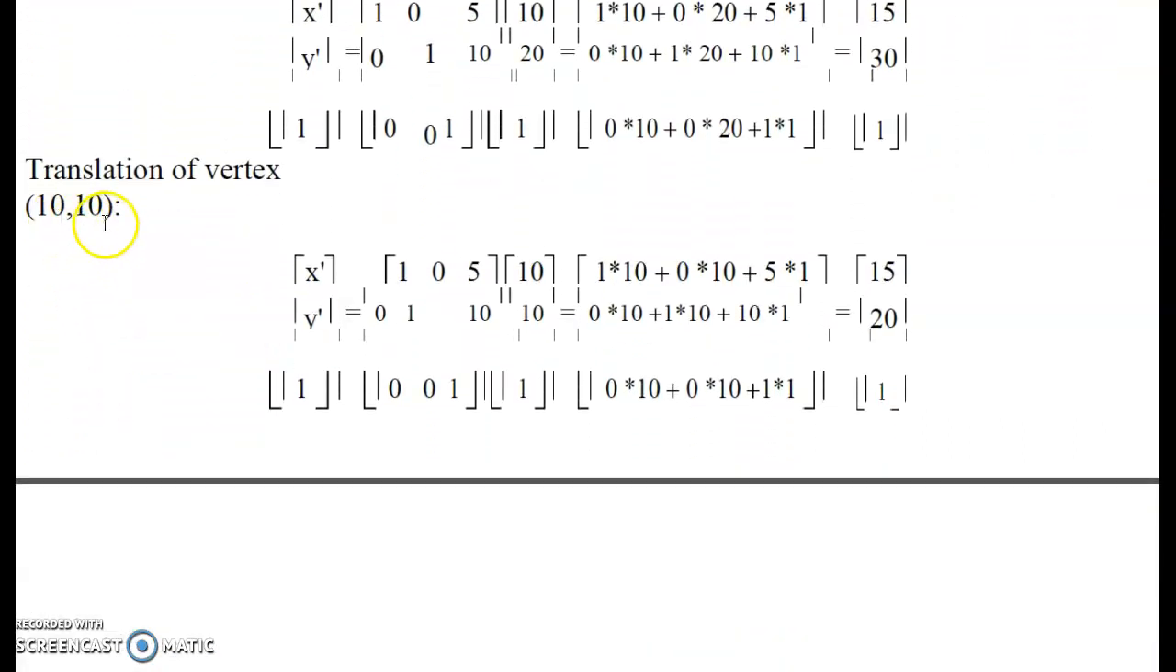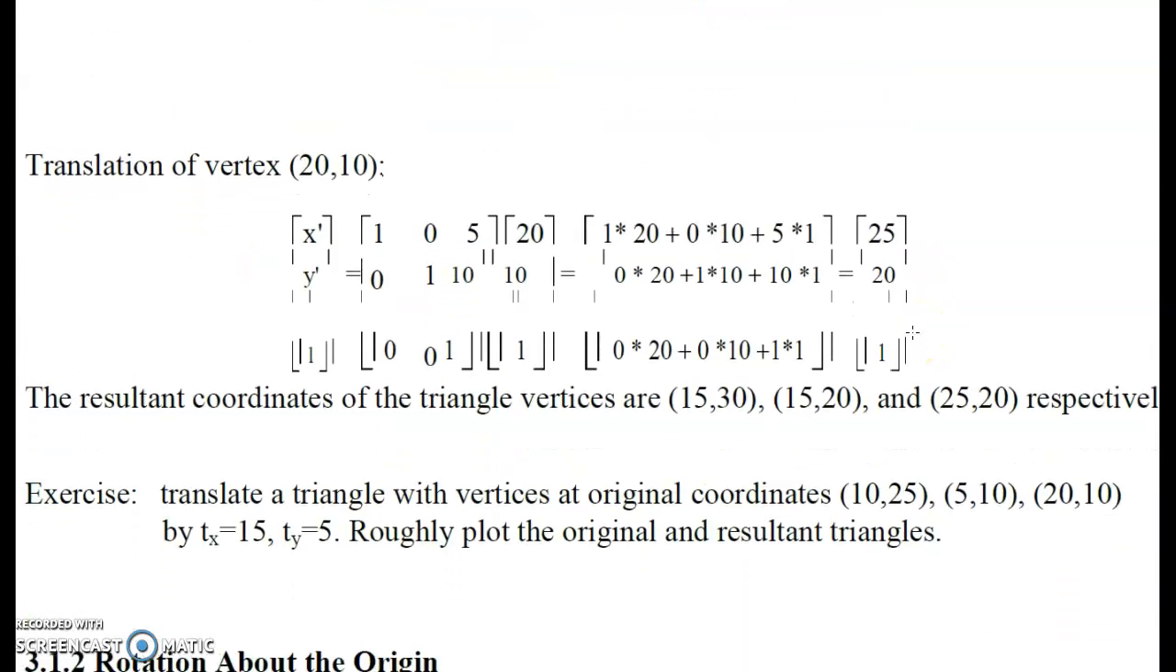And if you see 10, 10, after adding tx and ty, where tx equals 5 and ty equals 10, it will become 15 and 20. And 20, 10, after translating, will become 25, 20. So this is about translation of a matrix.